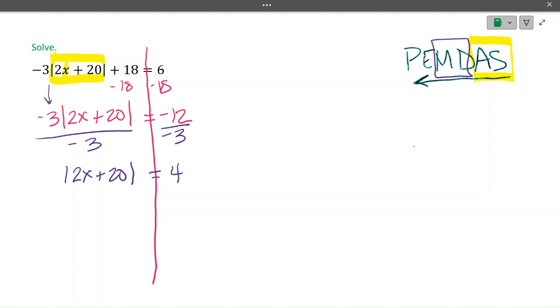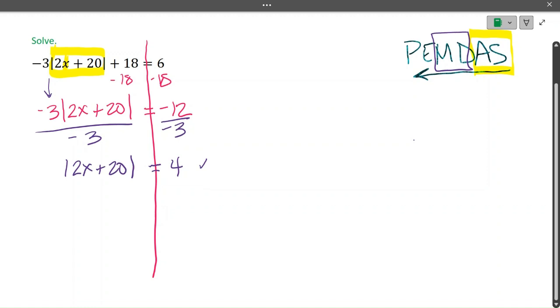So this is where we always want to stop with absolute value equations and do a quick check. Whatever the absolute value is has to equal a positive number, and that works here. If 4 was negative, we're done. There's no solution. So I think it's always a good idea to do a quick little mid check to make sure that we're on the right track.